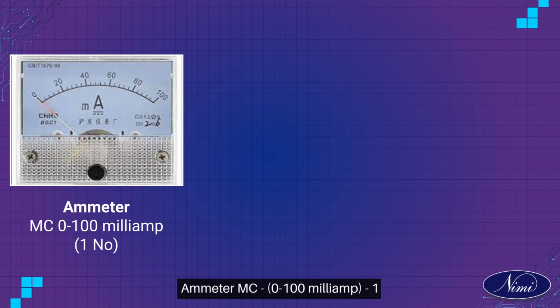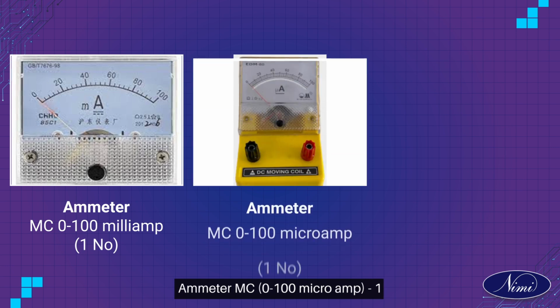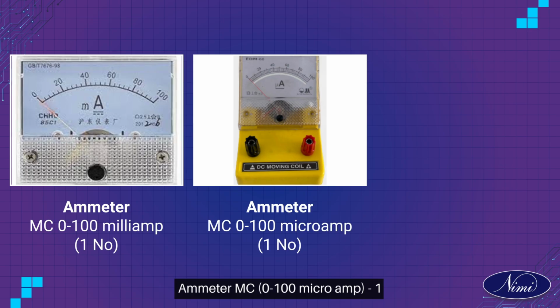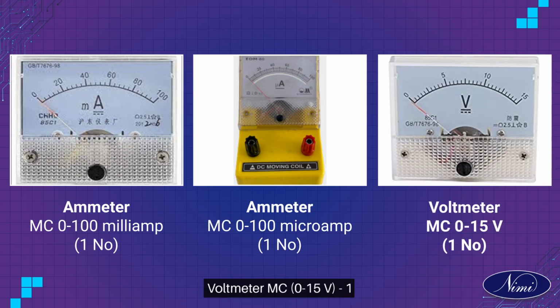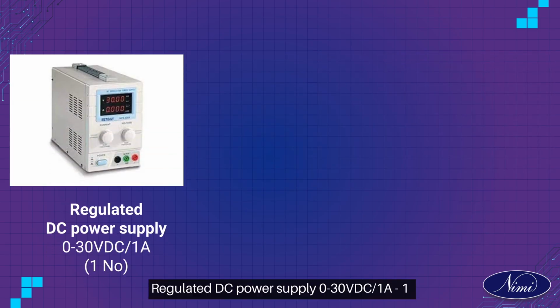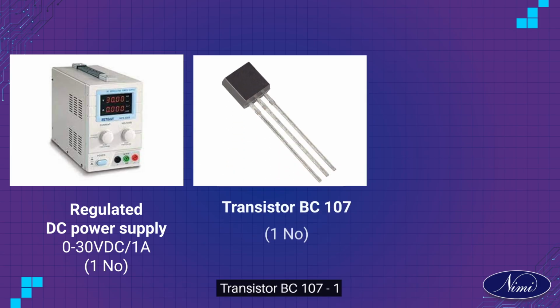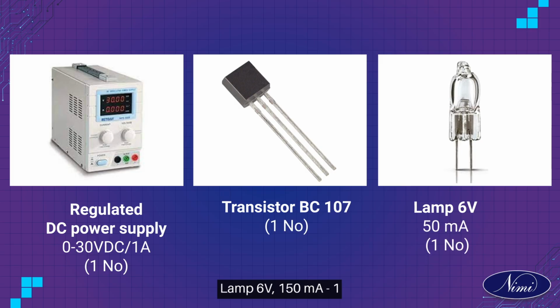Ammeter MC 0 to 100 mA, 1. Ammeter MC 0 to 100 microampere, 1. Voltmeter MC 0 to 15 volts, 1. Regulated DC power supply 0 to 30 VDC, 1 A. Transistor BC107, 1. Lamp 6 volts 150 milliampere, 1.